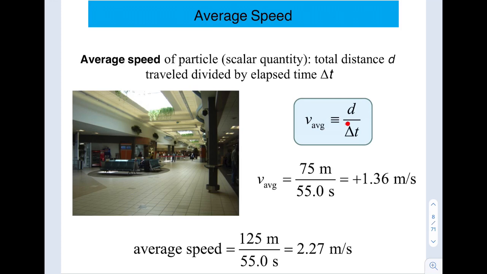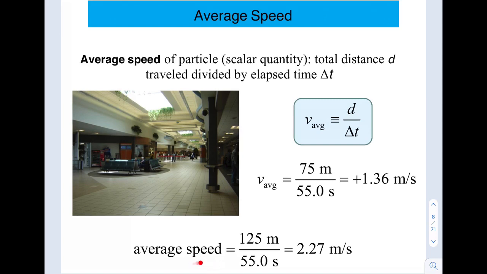traveled and displacement. If you are talking about displacement, you have a 75 meter displacement over the time taken, which is 55 seconds. So you have an average velocity of positive 1.36 meters per second. What does that mean by positive? It means to the right, if we define the right as positive.